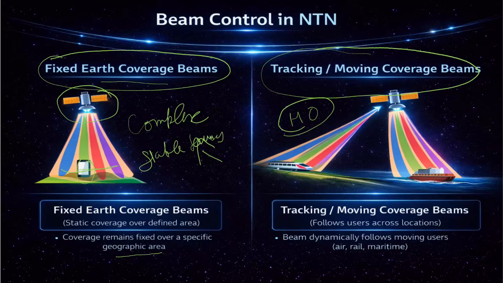But Earth moving beams are commonly used in the LEO. In the LEO orbits, we use these moving coverage beams. So you can say that Earth fixed beams provide stability but require advanced tracking, and Earth moving beams are simpler but require efficient mobility management. And both approaches depend on various use cases, system design, and other requirements.